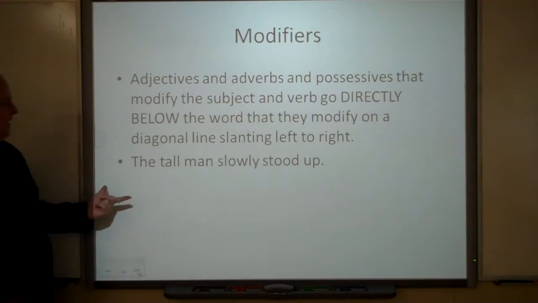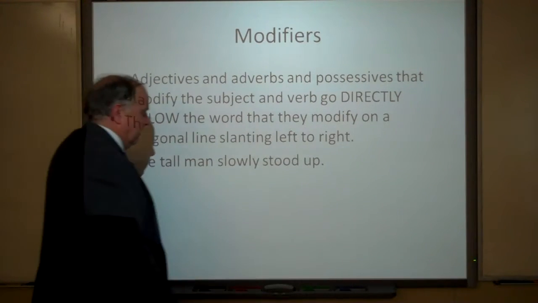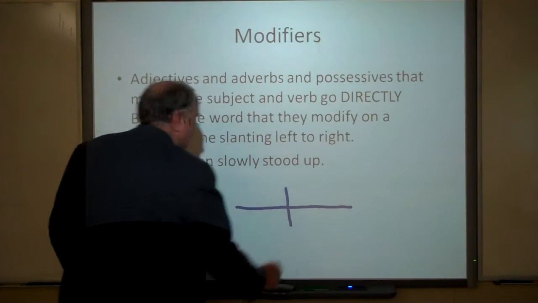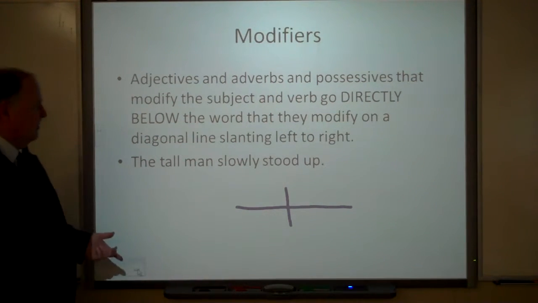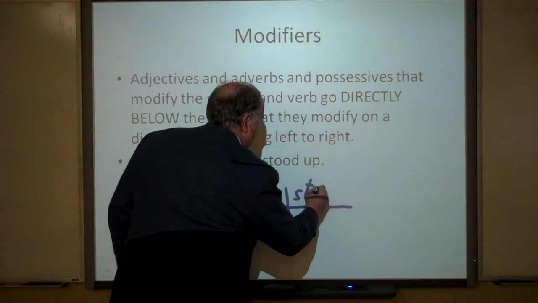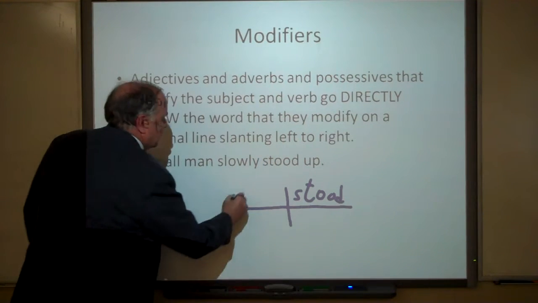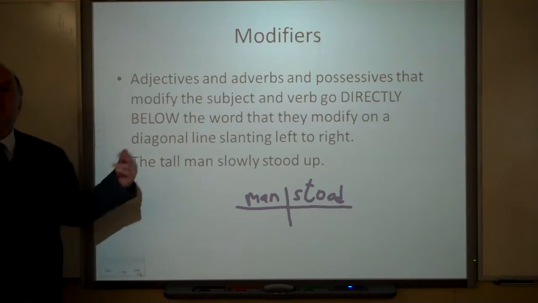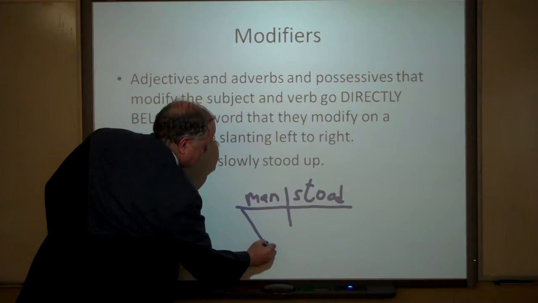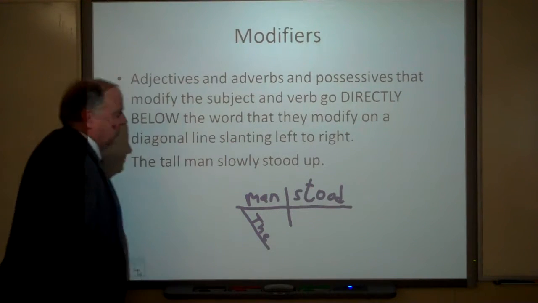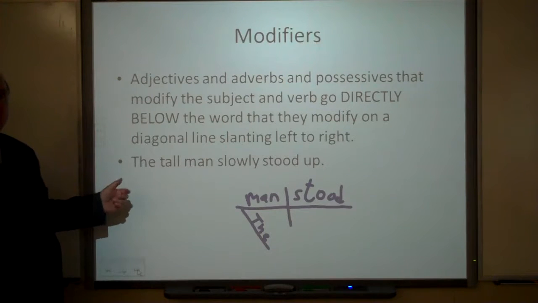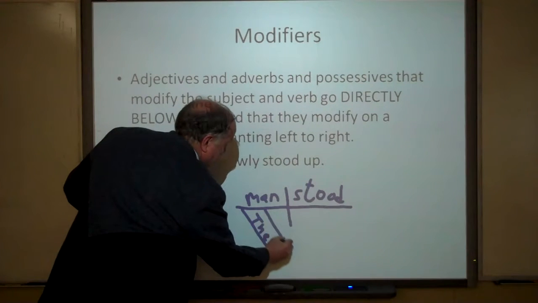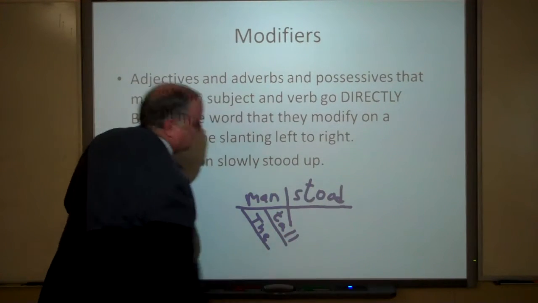So here is a sentence: the tall man slowly stood up. Okay, here we have the main line. We have the line separating the subject from the verb. The verb is stood. Okay, who or what stood? Man. Man is the simple subject. Okay, and notice the and tall both modify man. Notice that we always capitalize the first word of the sentence in the diagram, just as we do when we're writing out a regular sentence in English. And tall also modifies man.